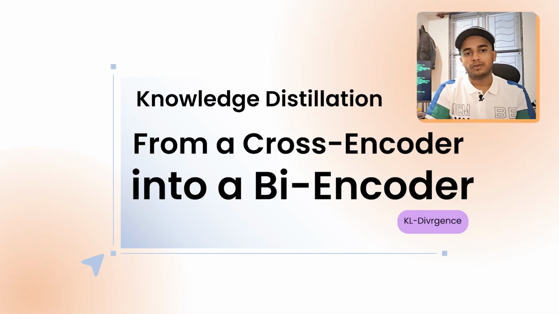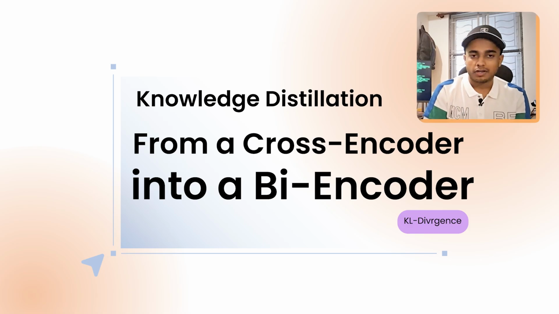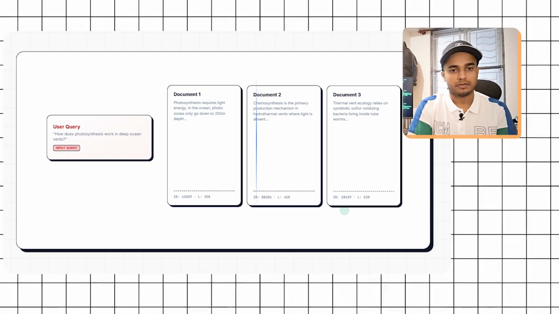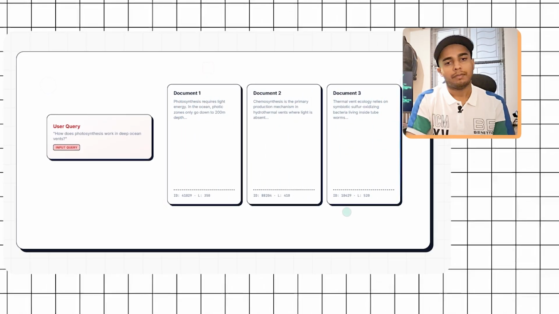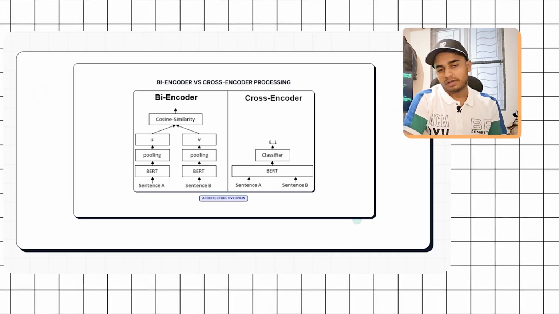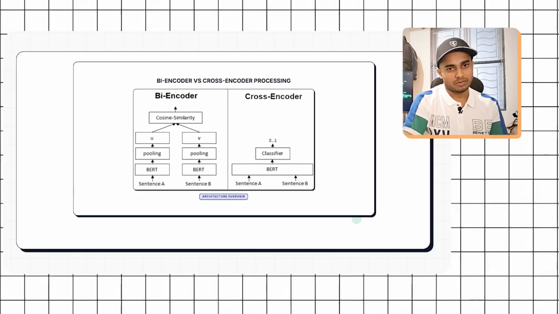In this presentation, I'm going to talk about how we can use knowledge distillation and distill the hidden knowledge inside a cross-encoder into a bi-encoder. In all the modern RAG systems, we use bi-encoders or cross-encoders. So let's first talk about what these bi-encoder models and cross-encoder models are.